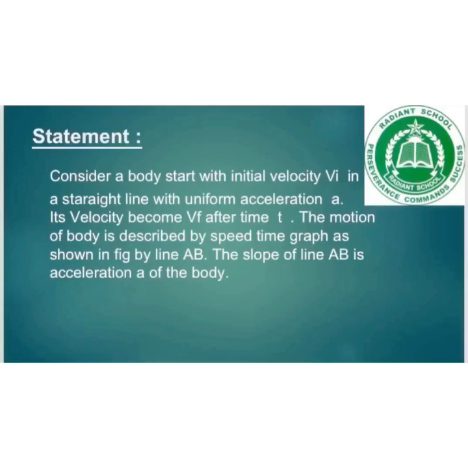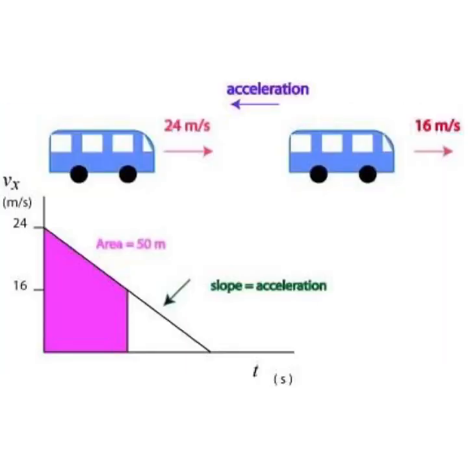The motion of the body is described by a speed time graph. As we explained the speed time graph in previous lectures, here we are going to use the speed time graph as shown in the figure by the line AB. The line AB is showing the speed time graph. The slope of the line AB is the acceleration a of the body.